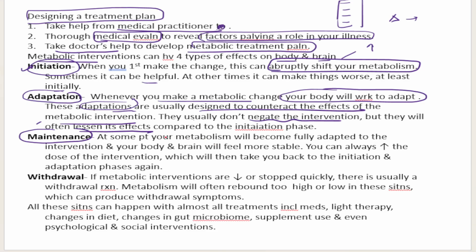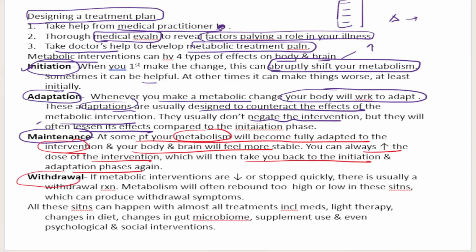Then comes the maintenance phase. In this phase, at some point your metabolism fully adapts to the new intervention, and your body and brain feel more stable. So this is the stable phase. And once you are in the maintenance phase, you can also think of increasing the dose of the intervention, which will then take you back to the initiation and adaptation phases again.